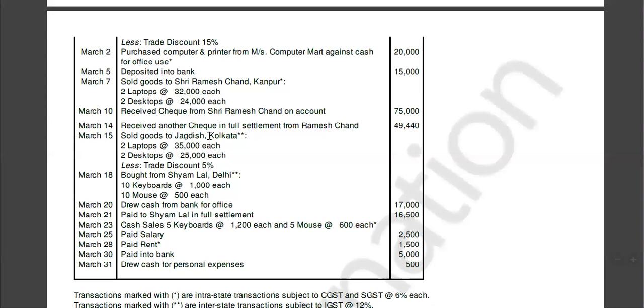Sold goods to Jagdish, Kolkata, 2 laptops. Here also the same. This is under sales book. Less trade discount. March 18, bought from Shyam Lal, Delhi, 10 keyboards, 1000 each, 10 mouse, 500 each. Here also bought from Shyam. So this is under purchase book. We bought something, we purchased something.